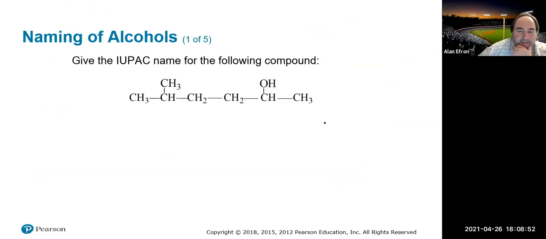Okay. Why don't you take a second here and see what you come up with for the name. Go for the longest carbon chain that has the OH group, give the OH group the smallest number, and name any groups attached the same way. So take a second and see what you come up with.